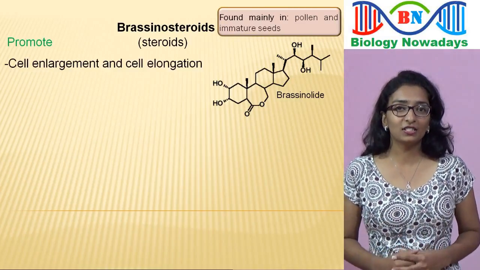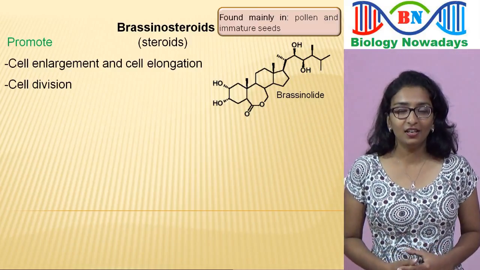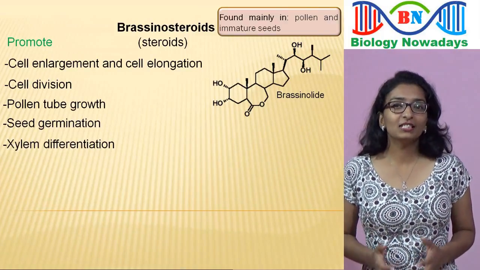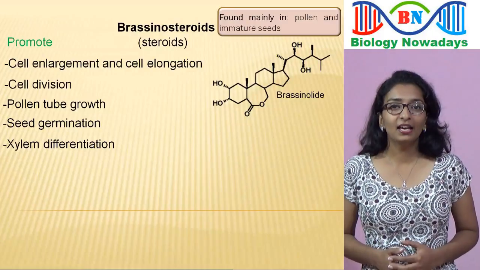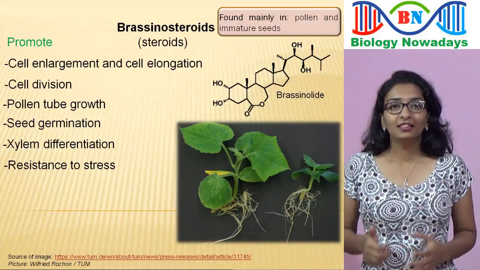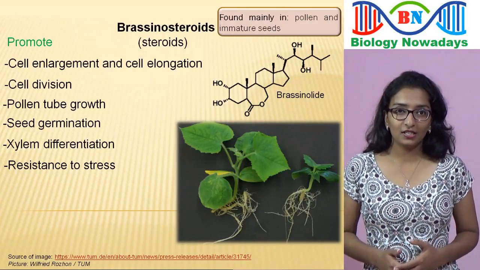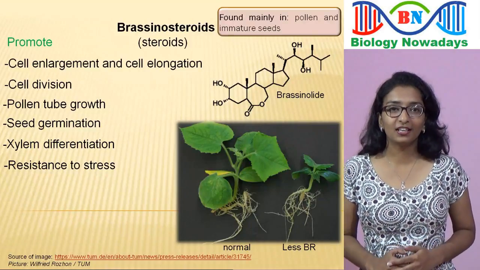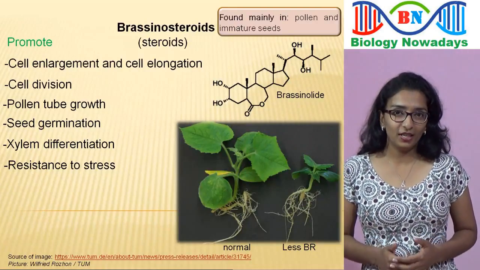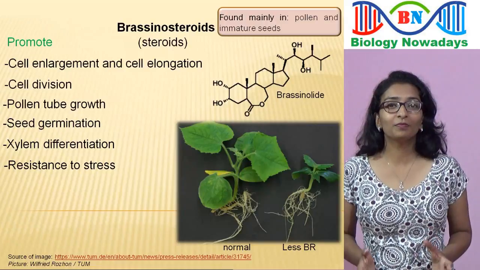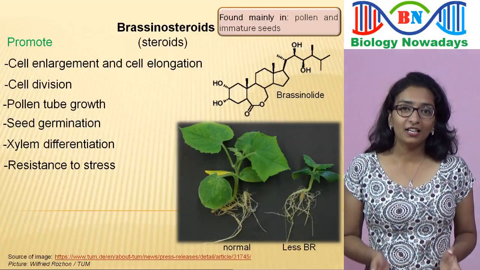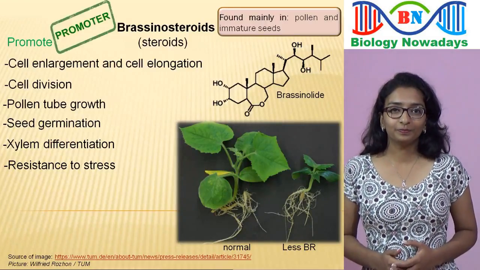They promote cell enlargement and cell elongation, cell division, pollen tube growth, seed germination, xylem differentiation, which means specialization of xylem cell types, and resistance to stress. Among these two cucumber plants, the small plant is a genetically modified plant which produces less brassinosteroids than the normal plant. From the difference in growth exhibited by these two plants, I hope you can understand how important brassinosteroids are for the normal plant growth and development. So, brassinosteroids are promoters of plant growth.